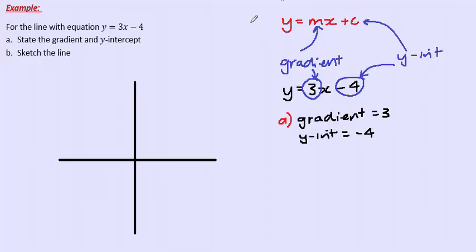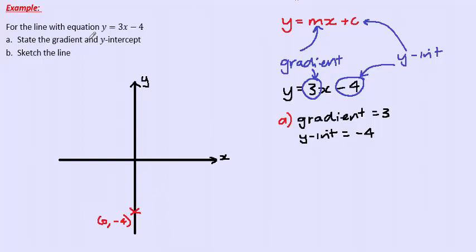So now if I need to sketch that, you can see I've got my beautifully ruled axes and I'm going to label them y and x, which you should always do. Then what we can do is include my y-intercept on there. So I'm going to do a little cross here at the coordinates of 0 and negative 4 that shows my y-intercept. So that's the y-intercept taken into account.